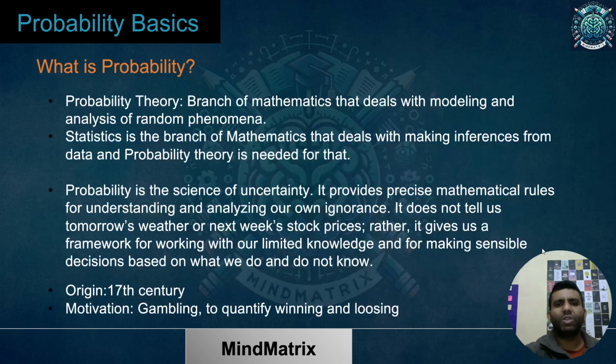Let's move further. This is a kind of theoretical lecture, because we need to build better basics to understand everything. Okay, what is probability theory? It is a branch of mathematics dealing with modeling and analysis of random phenomena. Whenever randomness comes up, we are talking about probability theory. Statistics is all about drawing inferences from the data, and for that we need probability theory. I hope the idea is clear.